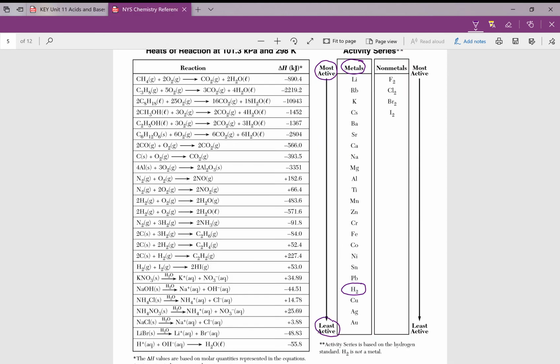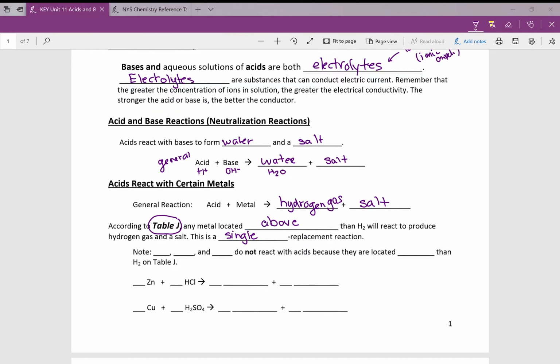However, the three elements that fall below H2, copper, silver, and gold, are not reactive enough to react with the acid to produce hydrogen gas, so the reaction will not occur. That was copper, Cu, silver, Ag, and gold, Au. These will not react with acids because they're located lower than H2 on Table J. They're not reactive enough to undergo that single replacement reaction.